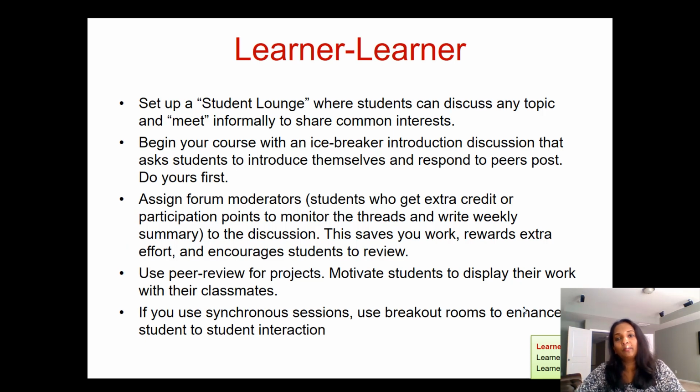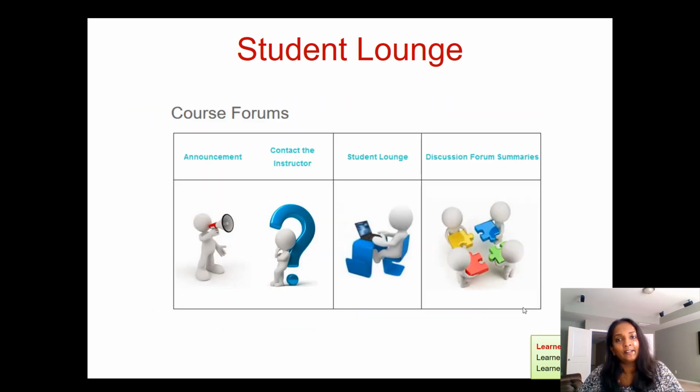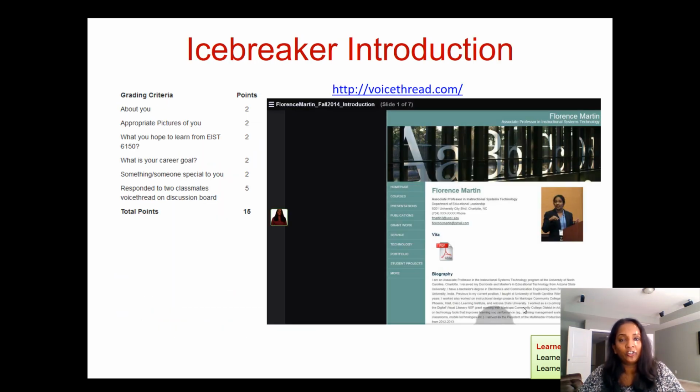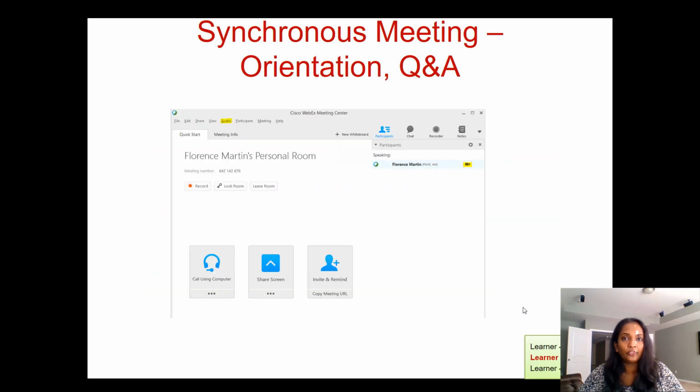So how can you achieve some of these interactions? In a learner to learner setting, having a student lounge where students can talk to each other, having icebreaker introductions so they get to know each other, and having forum moderators or facilitators, so the students are leading the discussion. That's a learner to learner interaction. Also using peer review for projects, and when you do synchronous sessions, using breakout rooms so students can engage in conversation with each other. You have probably seen several of these in online courses that you have taken. These are again screenshots of some of the techniques that I talked about.